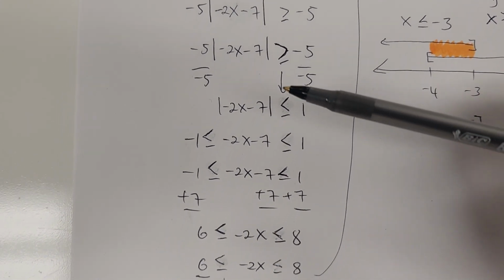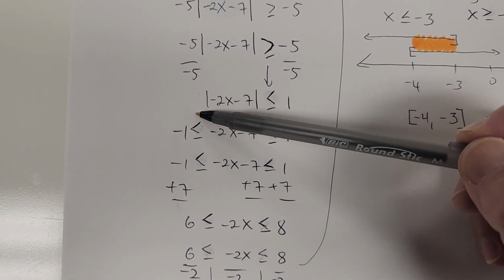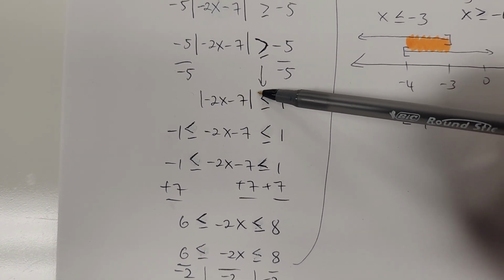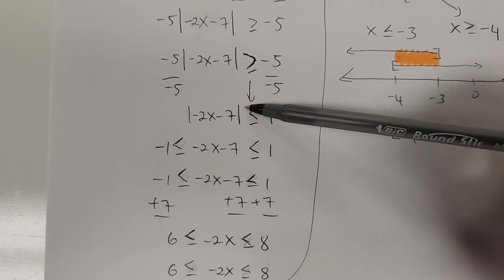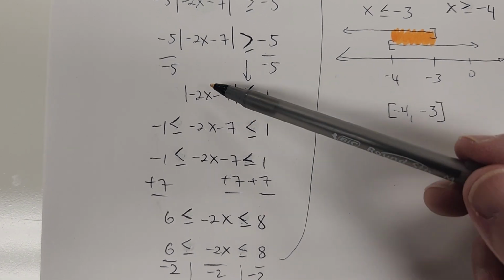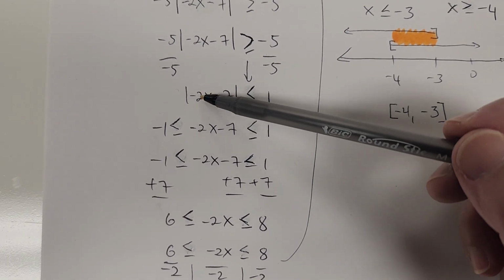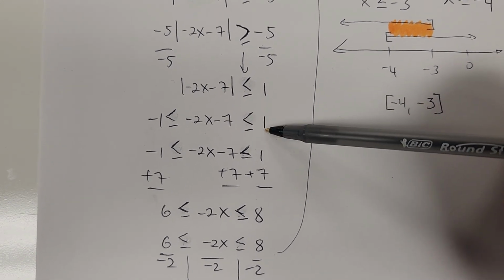Okay, next, make sure again there should be nothing here, and also there's nothing here where I am circling. One more time, nothing here and also nothing right here. Okay, so now you can drop the absolute value. So -2x - 7, bring down the +1.